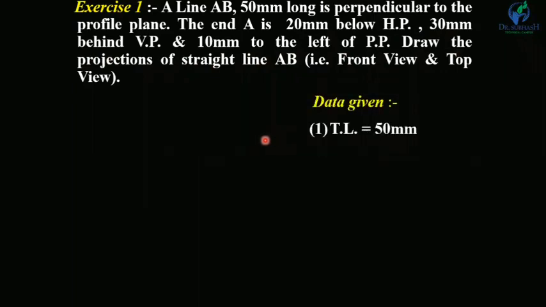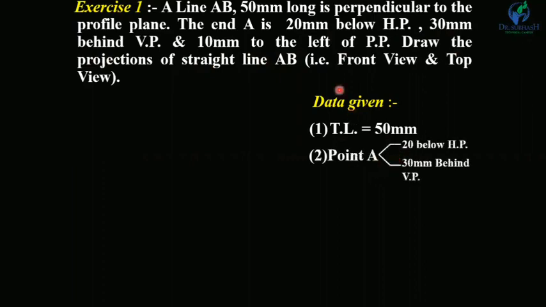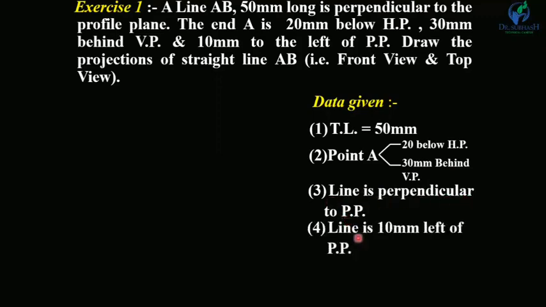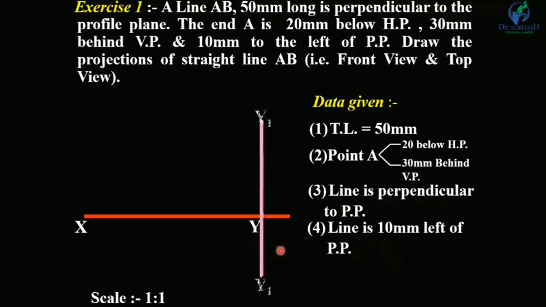First of all, the given data: true length is equal to 50 mm. The position of point A is given: it is 20 mm below HP and 30 mm behind VP. The line is perpendicular to the profile plane, and the line is 10 mm to the left of the profile plane. Now let us see how to draw. First of all, draw the XY line and the X1, Y1 line. It is the profile plane.